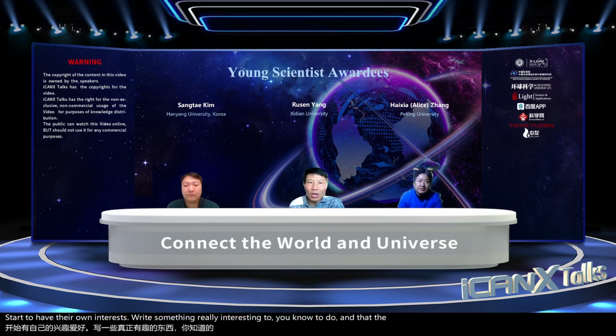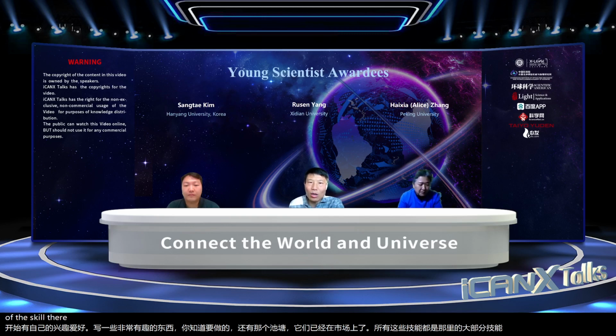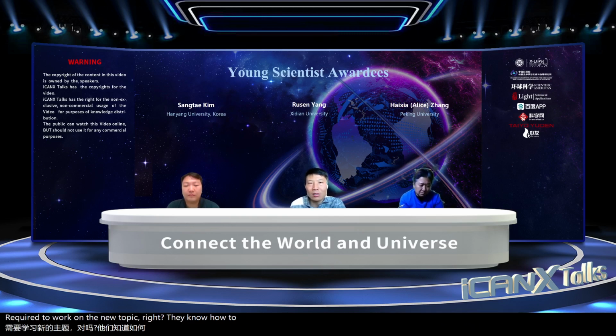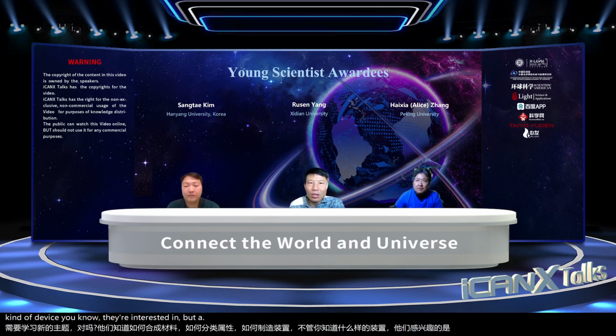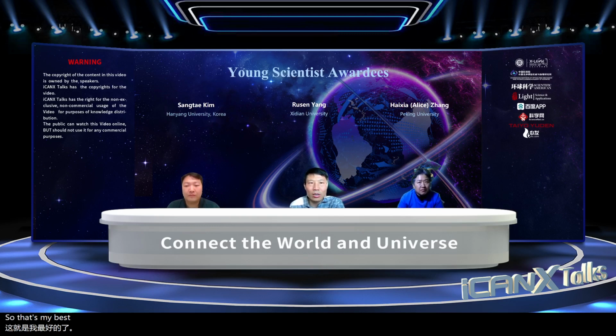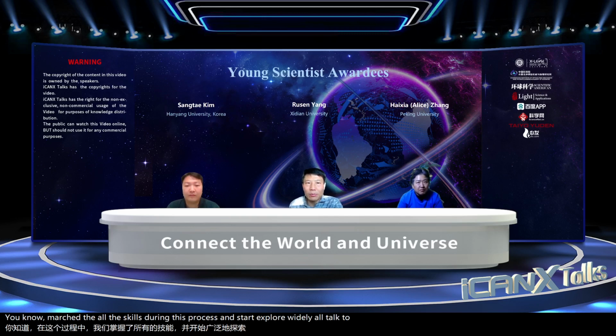At that point, they already master all those skills, or most of the skills they are required to work on the new topic, right? They know how to synthesize the material, how to characterize the property, how to fabricate the device, no matter what kind of device they are interested in. A lot of skills are common, they are kind of shared skills, right? So my best suggestion is to engage in what they are asked to do, and try to master all the skills during this process, and start to explore widely, talk to people, attend conferences, and one day they will find what they love.